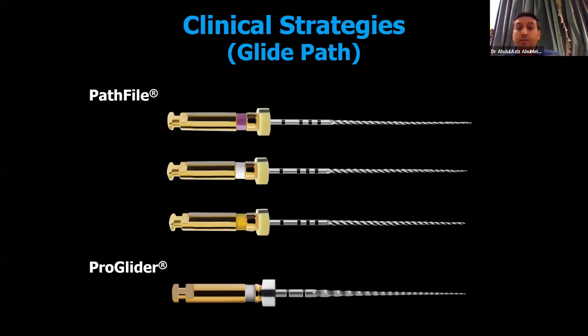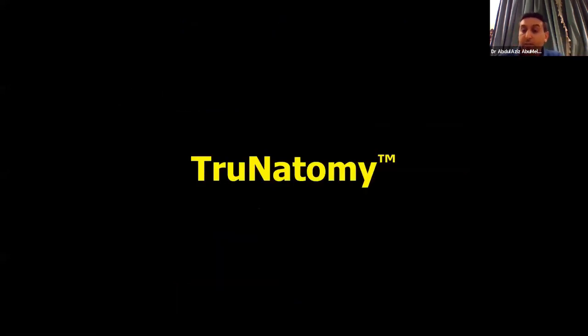I might provide some of the Dentsply Sirona products, but one of the good systems for difficult cases is TruNatomy. TruNatomy is one of their new innovations. They made this system with a combination of metallurgy and heat treatment, and made it conservative, based on the tapering and all of the research I provided in the previous slides.